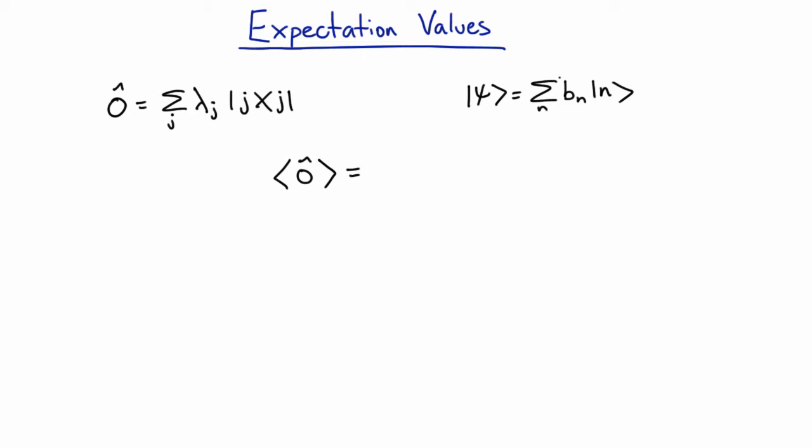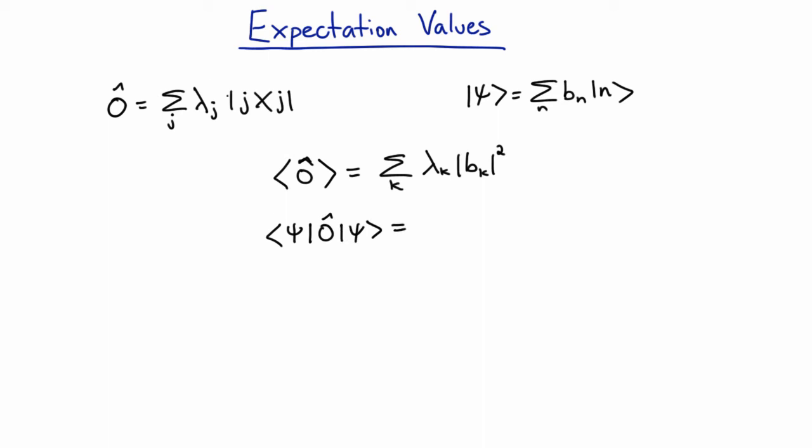So each time we make a measurement, we're going to get the result n, the number lambda n and the state n, with probability mod bn squared. So if we take the average of that, with this probability, we'll get this result. So this is the average result we'll get when we measure this observable. This can be extracted directly from the inner product.